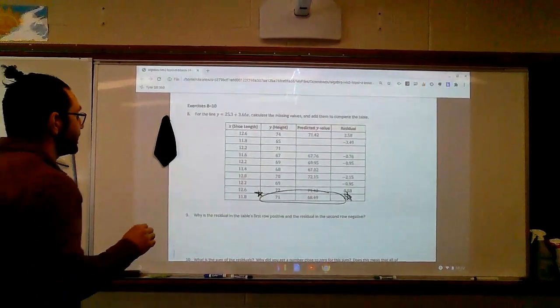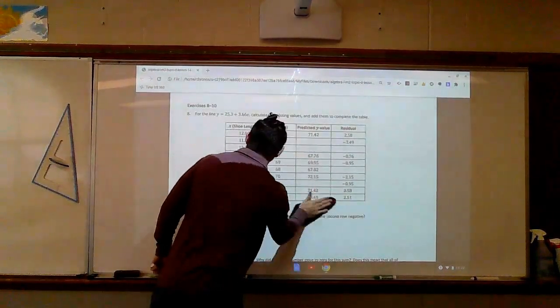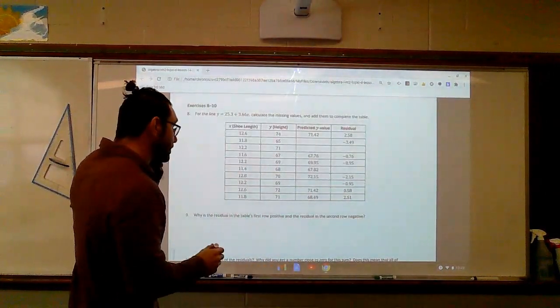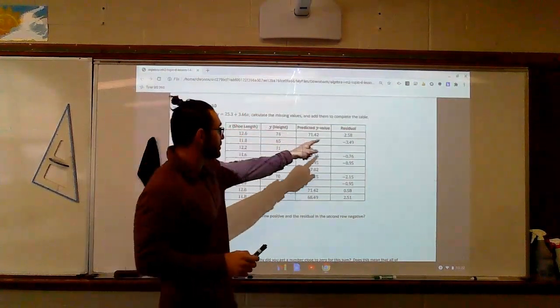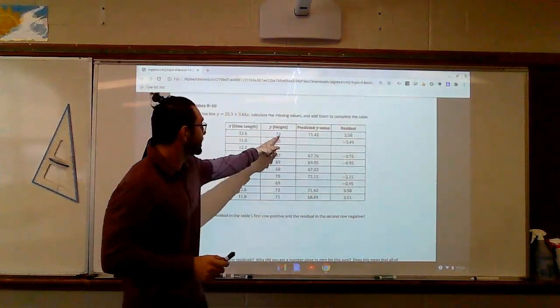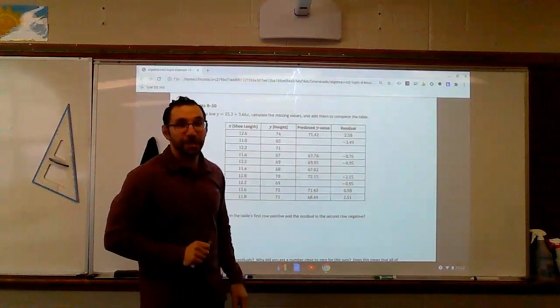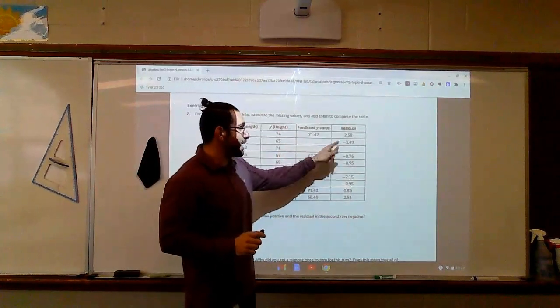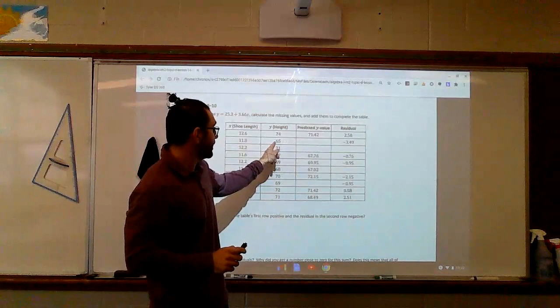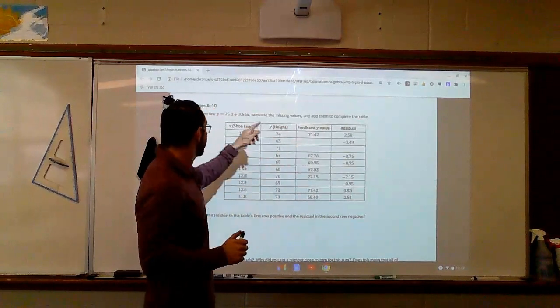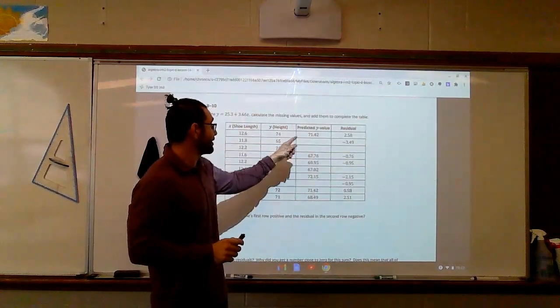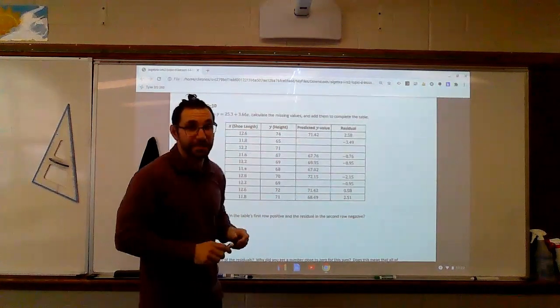So here's what happened. I'm not going to do them all. I'm going to do a couple. Just by looking at this residual, we know this is positive because his real height was bigger than the line. This one's negative because this is 65. We don't know what the predicted is yet until we substitute it in, but I can guarantee this predicted is going to be bigger than 65.